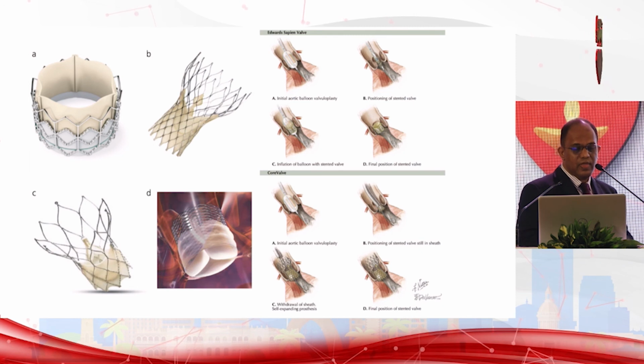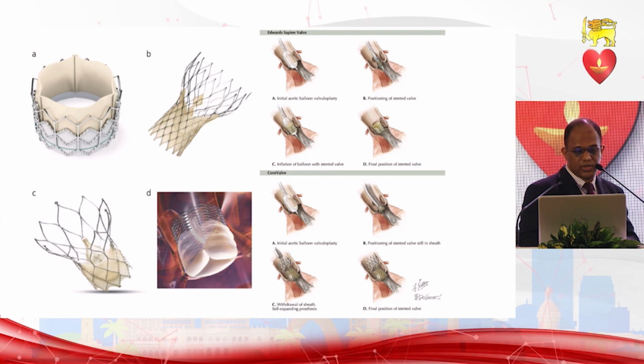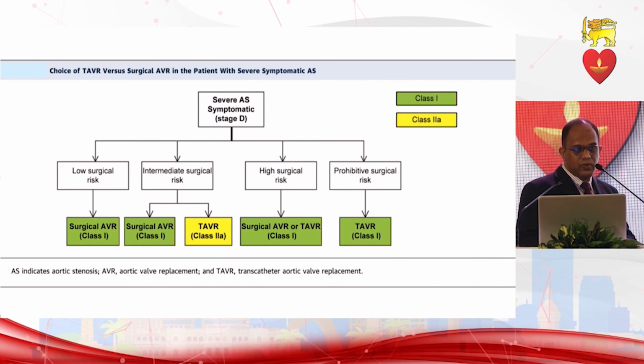And these are the prosthetic valves. They can be implanted through percutaneous methods without opening the heart. We call it transcatheter aortic valve replacement, TAVI or TAVR. So who are the people who are offered TAVI? TAVI was initially used for very high surgical risk patients, but now we can use TAVI in intermediate surgical risk patients as well, if their life expectancy is more than 12 months.